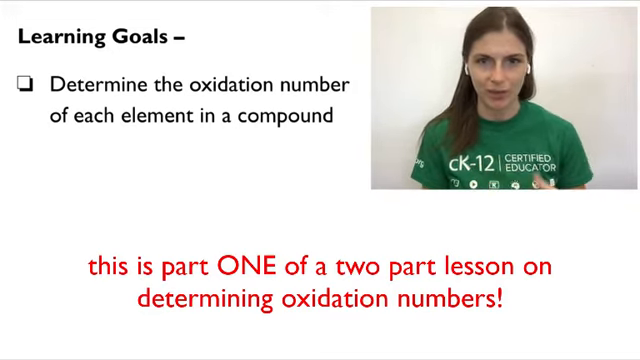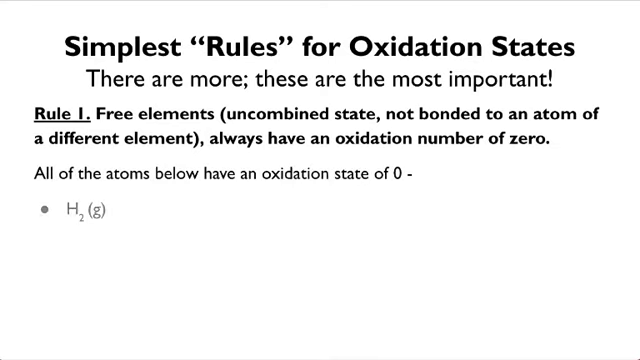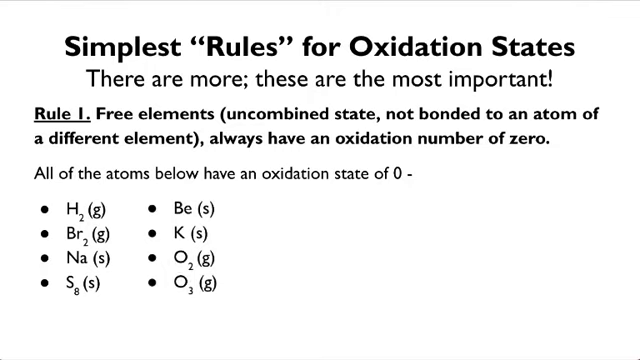Rule number 1, free elements that are in their uncombined state, not bonded to an atom of a different element, always have an oxidation number of 0. So what are some examples? H2 gas. Yes, hydrogen is bonded to itself, but it's not bonded to any other elements. So the hydrogen in H2 would have an oxidation state of 0. So would the bromine in Br2, so would the sodium in a solid sample of sodium, so would the sulfur in S8 compound, right? It doesn't matter how many of the same element are bonded together, as long as it's just one element not combined with any other elements, that atom will have an oxidation state or an oxidation number of 0.